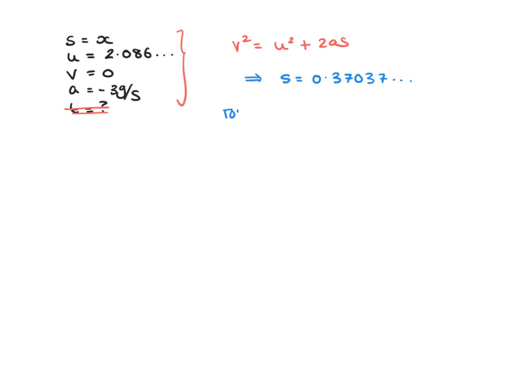So the total distance travelled by P up the plane is the original 2 metres covered by Q before it hits the ground, and this extra distance P travels up the slope before it comes to a halt. So that is 2.37 metres to 3 significant figures. Now, how do we know the acceleration is constant? Well, the only contribution to the resultant force is from a component of the weight. Weight is constant, resultant force is constant, acceleration is constant. We can use the constant acceleration equations.